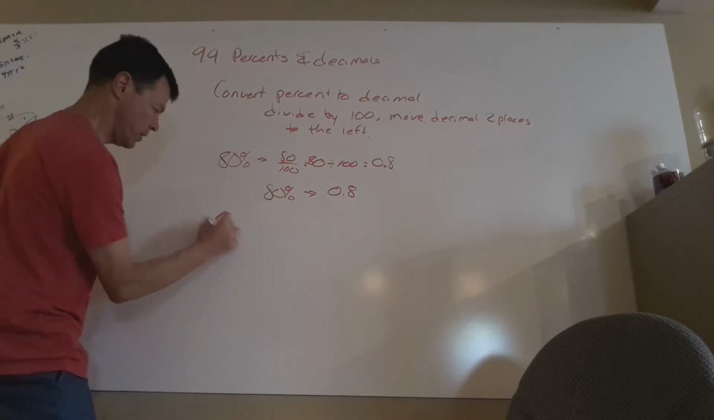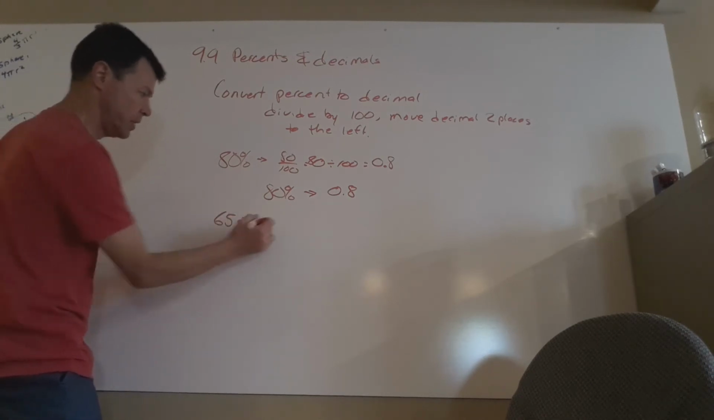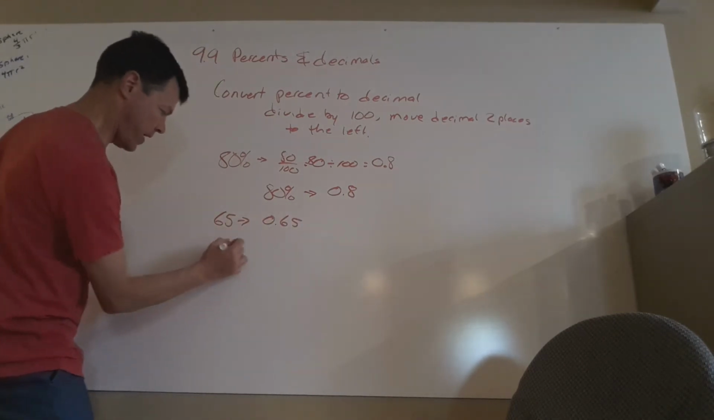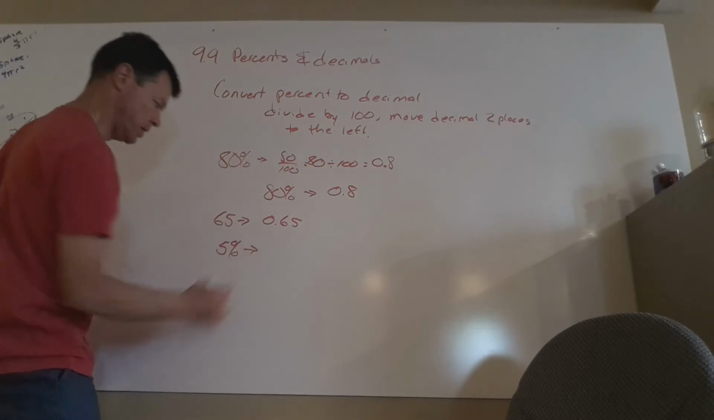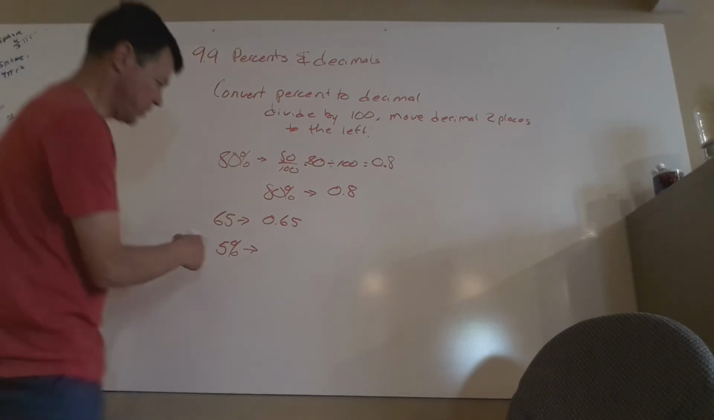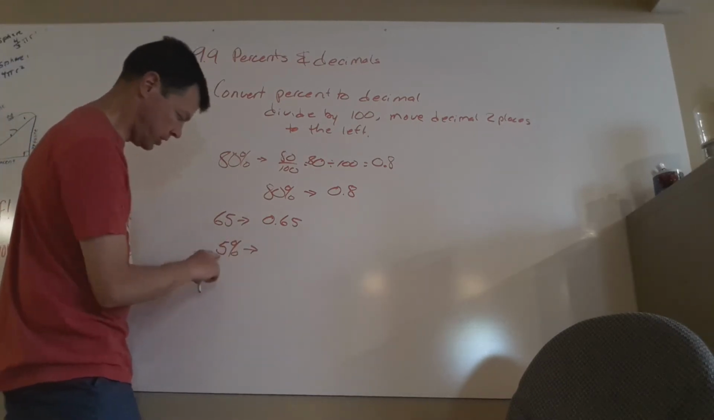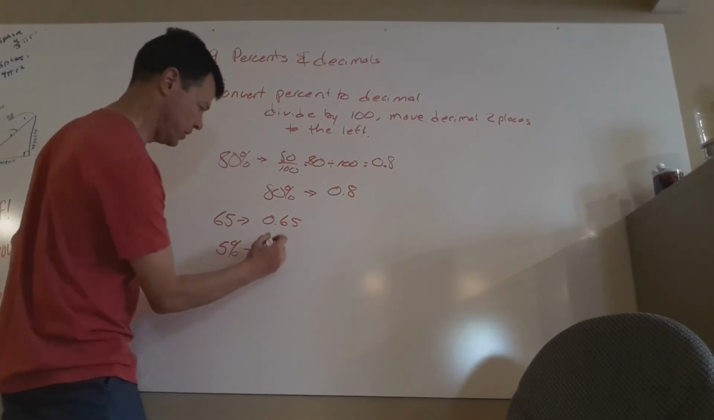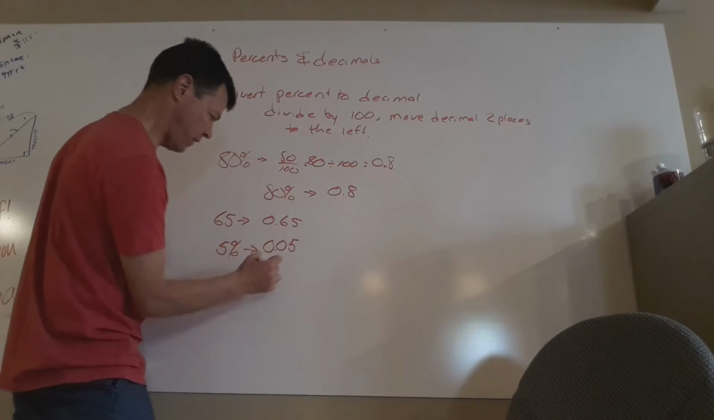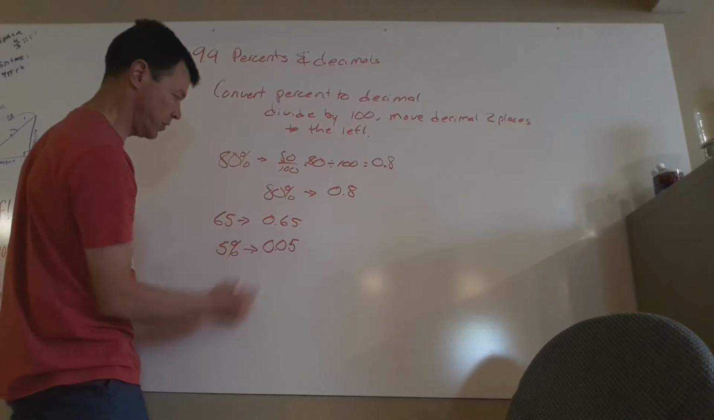Okay, let's do another one. 65%, move it 2 places to the left, 0.65. Let's say you had 5%. All right, 5%. Remember, 5% is just going to be 5 out of 100. And if I move it over 2 spaces to the left, I need to add 0 as a placeholder. So when there's just one number here, I need to add 0 as a placeholder. So there's my 0 as a placeholder, and there's 5. The decimal was here, and I moved it over 1 space and 2 spaces. Had to have 0 for a placeholder.